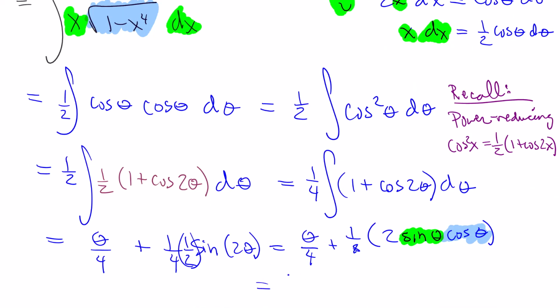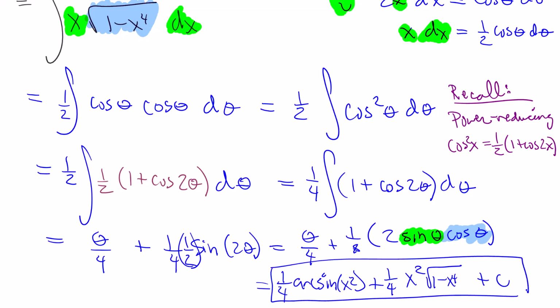This means, ultimately, we have 1/4 times the arc sine of x squared. So that's replacing theta with arc sine of x squared coming up from the ratio above, and then plus 1/8 times 2 would be 1/4, and then we'll replace sine theta and cosine theta with what they're equal to above, which will give us an x squared times the square root of 1 minus x to the fourth, and plus c.